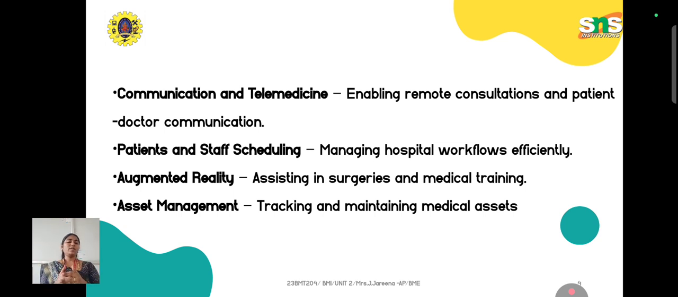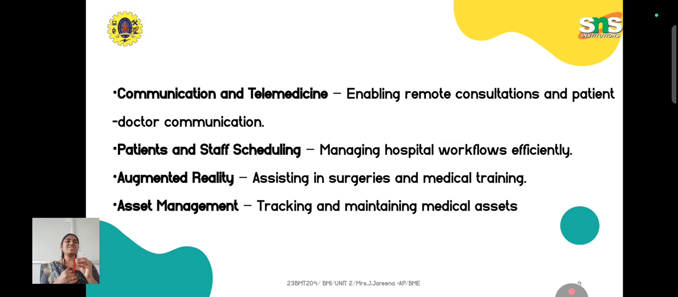Next, augmented reality is a top notch application. You can see it among the trending applications where the computer is very much needed, especially when the doctor is doing some kind of surgery. They can also use it for medical training for medical students. And the last one is asset management.